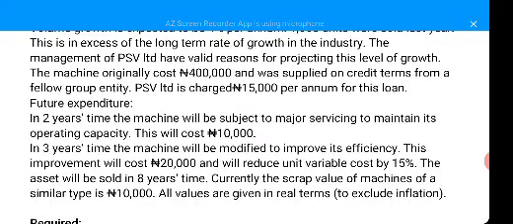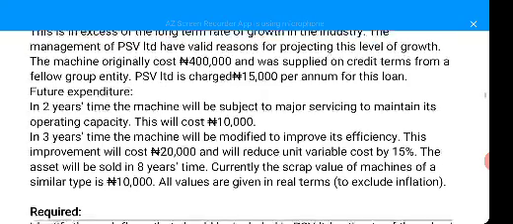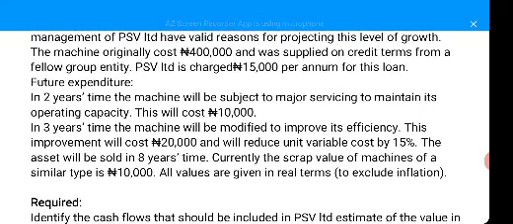Future expenditure in year two: the machine will be subject to major servicing to maintain its operating capacity. This will cost 10,000 naira.